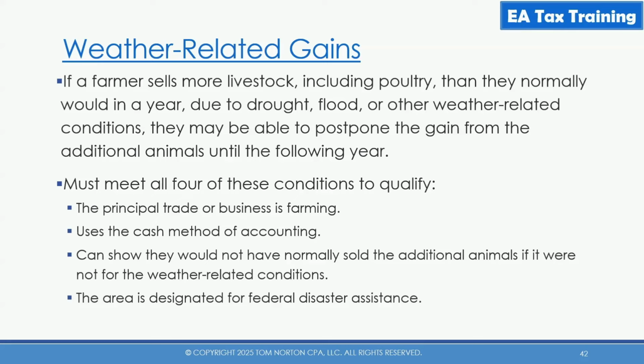But the drought is so bad that they're worried that those animals are not going to make it to spring, that they're all going to die, and then the farmer's going to lose out on all of that income. So if the farmer meets these conditions we're going to talk about, and they sell those animals early so they can, in effect, cut their losses and at least get something for the animals, then they may be able to postpone the gain on the sale of those extra animals until the following year, which is when they would have sold them anyway. In order to qualify for this, they have to meet all 4 of these conditions.